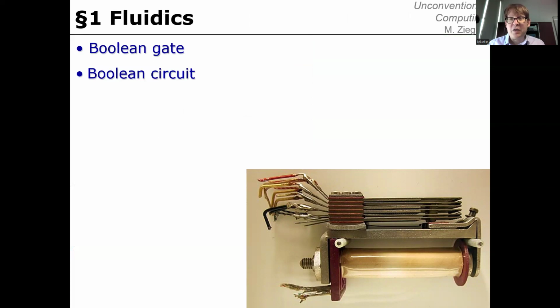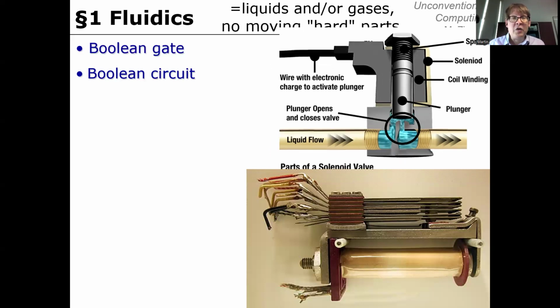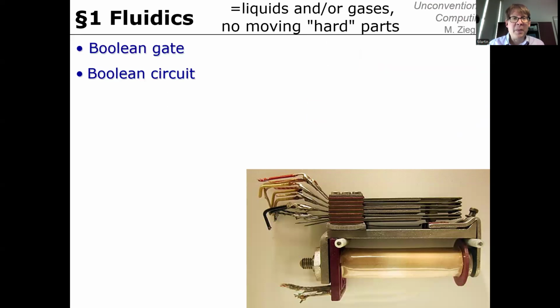And then we started moving from historical to more contemporary, unconventional computers based on fluidics. Fluidics means computing based on liquids and/or gases, but without mechanical moving parts. Only liquids and gases are allowed to move, but nothing mechanical. So a solenoidal valve is not considered liquid computing.